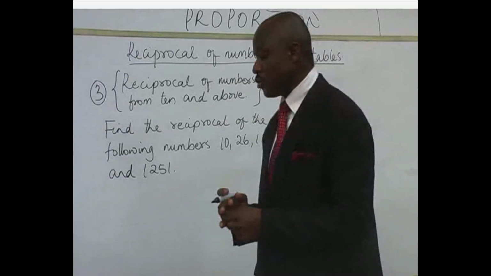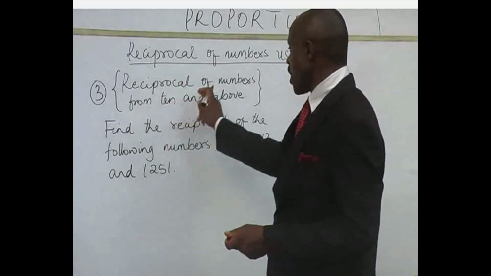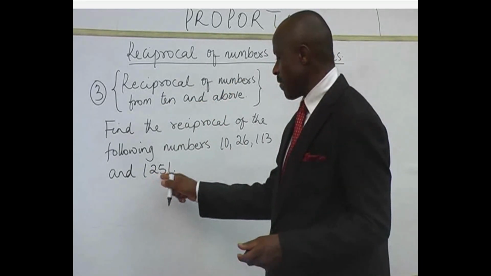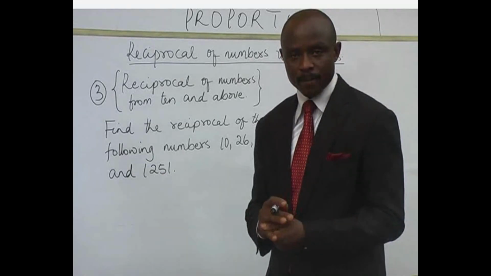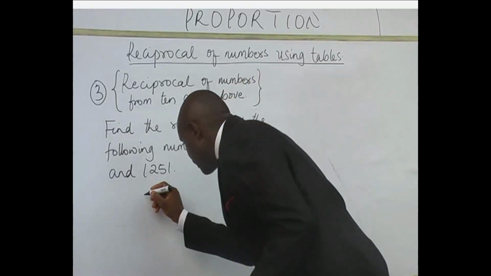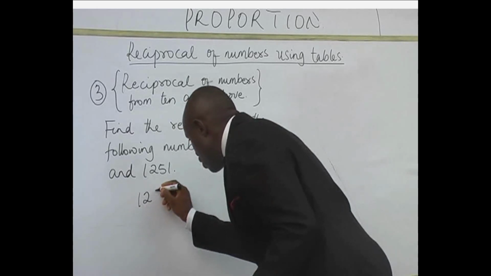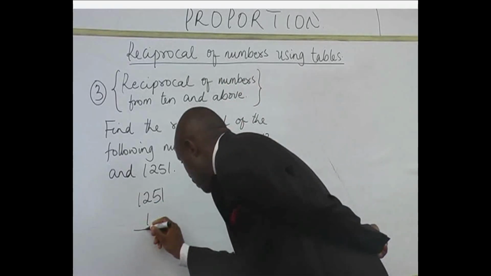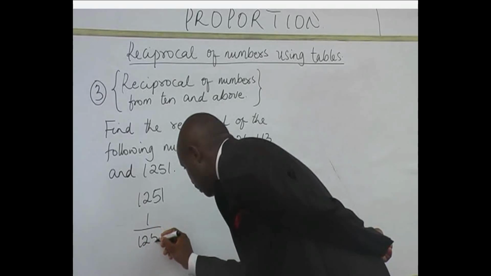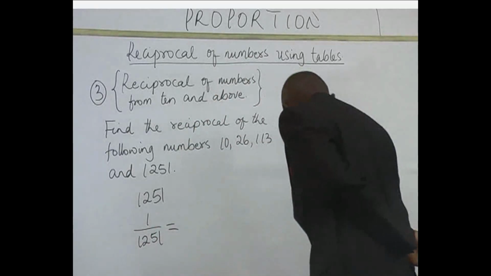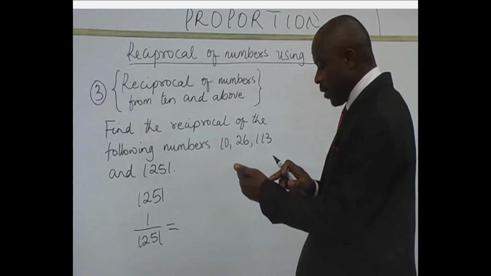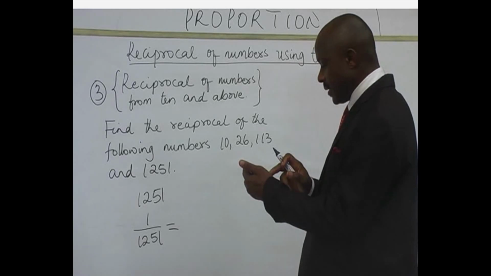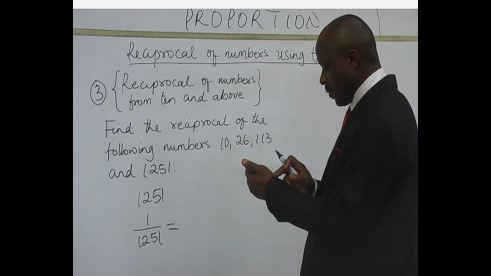The last question we have to close the chapter of reciprocal of numbers from 10 and above is 1251, finding its reciprocal. Write down the number 1251. Its reciprocal means using that number to divide 1. And if you consult the calculator, let's see what the calculator will give us. 1 divided by 1251.